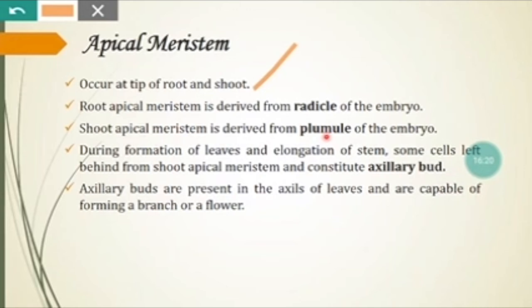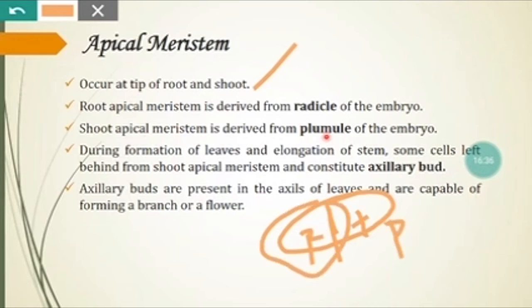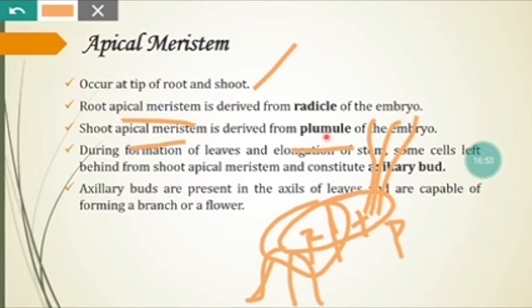Root apical meristem is derived from the radicle of the embryo, and shoot apical meristem is derived from the plumule of the embryo. You know that a seed consisting of two cotyledons has two axes: one is the radicle axis, and the terminal axis is called the plumule. The radicle develops into the root part, and the terminal axis develops into the shoot part. So the radicle of the embryo develops into the root apical meristem, and the plumule develops into the shoot apical meristem tissue.